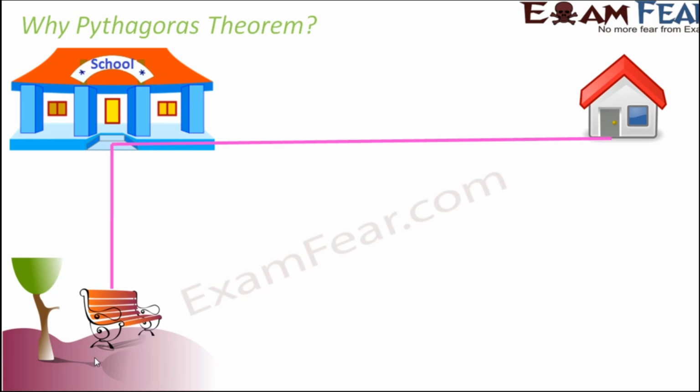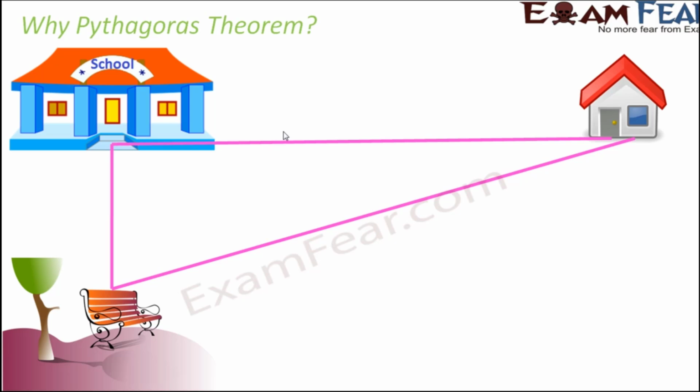Now on a Sunday when you feel like going to the park, do you think that you would like to follow this route wherein you first go to school and then you go to the park? Not really, right? You might feel like preferring a route where you can directly go from your home to the park. So in that case, you might even follow this path.